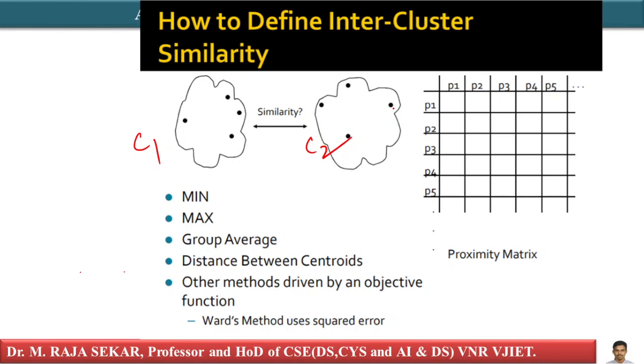There are multiple approaches. The first one is the min approach, then the max approach, group average approach, distance between centroids, and other methods driven by an objective function, isn't it? That we will discuss in my next lecture. The fundamental idea is very simple. You keep grouping them. The only key idea is, how do you measure the similarity between two clusters? Once you figure that out, this algorithm is very simple to implement.